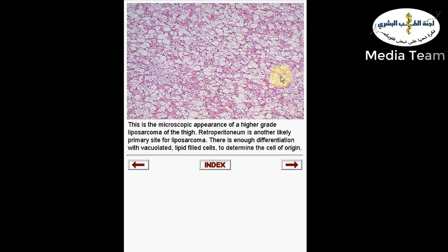So this is a liposarcoma. One of the commonest sites to have liposarcoma is the retroperitoneum. Actually, we don't have lipomas in the retroperitoneum. Any fat mass in the retroperitoneum is a liposarcoma, either well-differentiated or de-differentiated. We never see lipomas in the retroperitoneum.